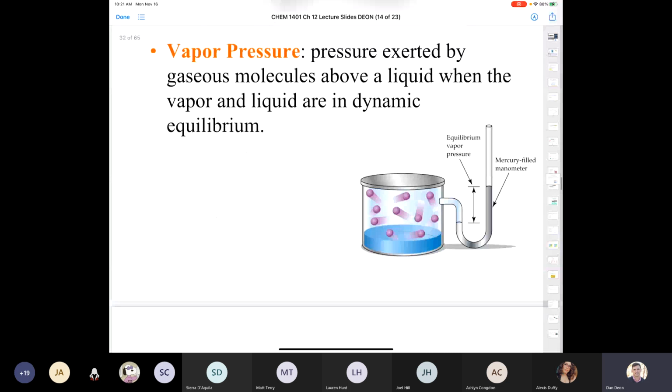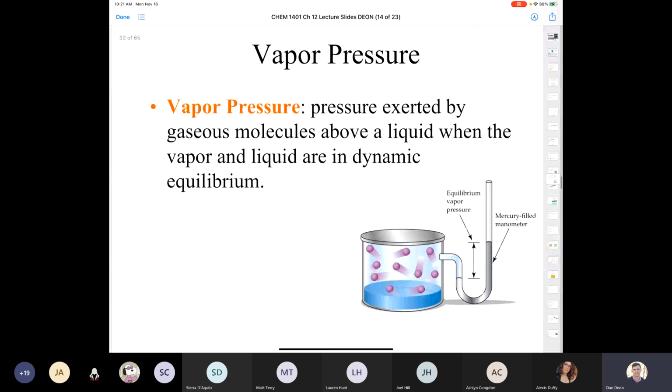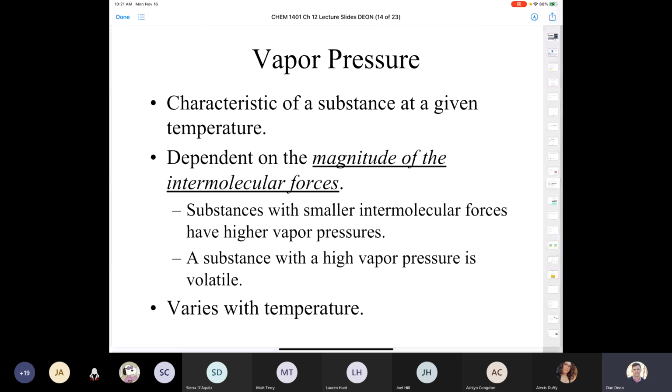I was here on vapor pressure. Okay, so vapor pressure is a characteristic of a substance at a given temperature, and it's going to be dependent on what? The magnitude of the intermolecular forces. I'll tell you right now, the only intermolecular forces experienced by propane are London forces. It's a nonpolar molecule. Substances with lower intermolecular forces have higher vapor pressures. A substance with a higher vapor pressure, we call it volatile.